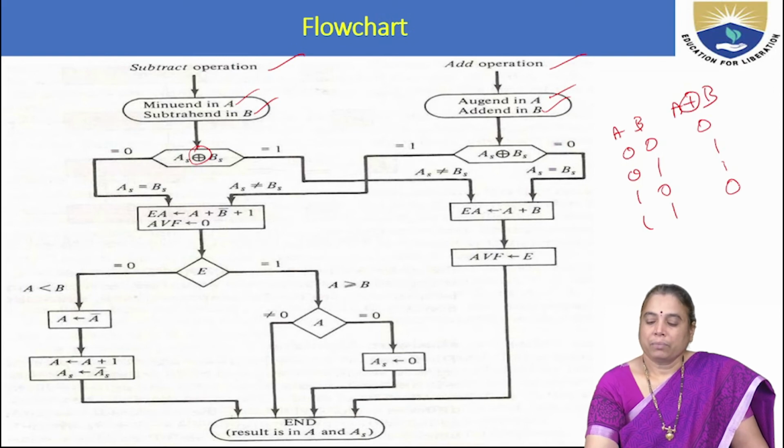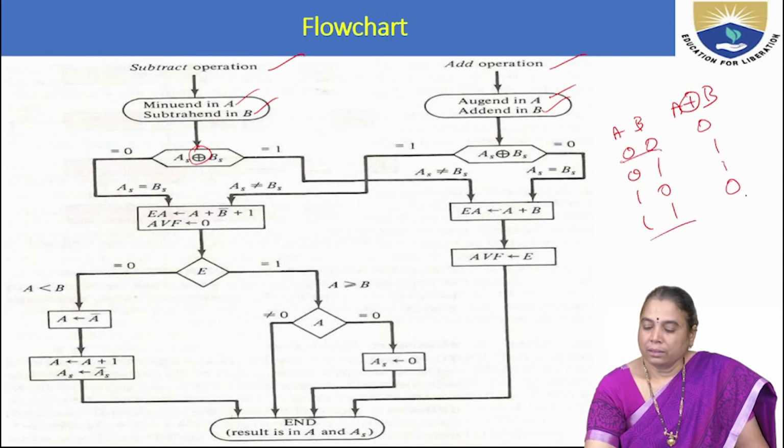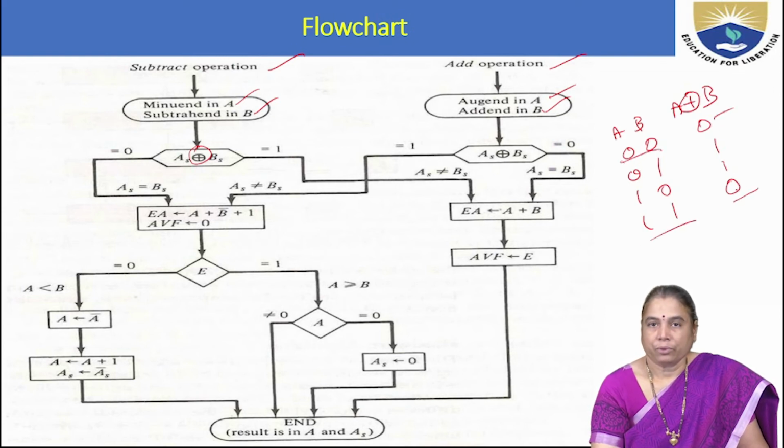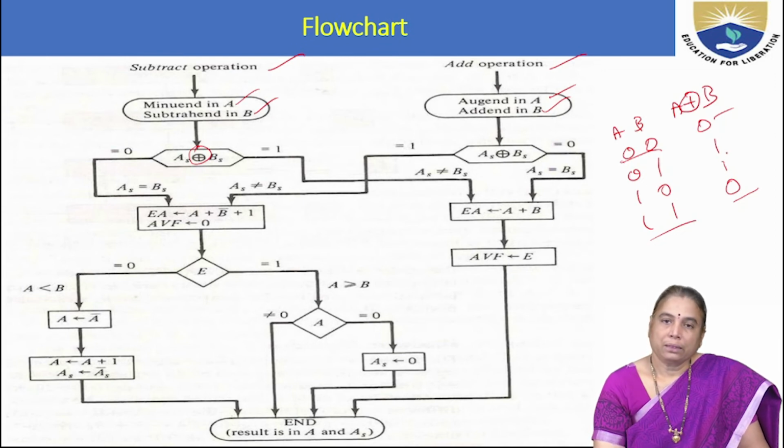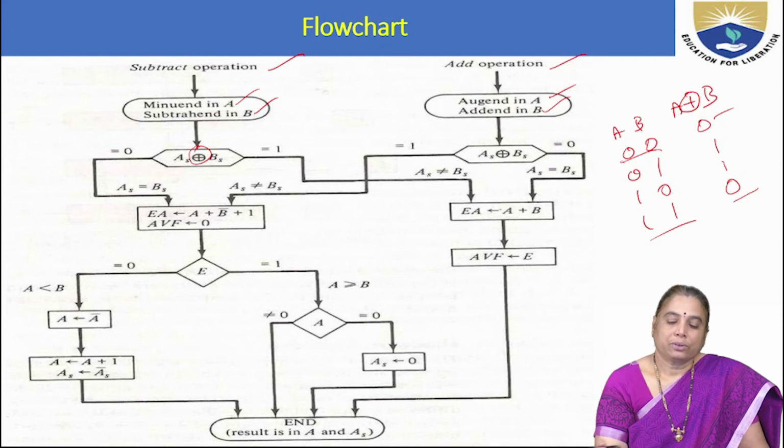When both the numbers contain the same sign, the output is 0. If they contain different signs, then the output is 1. So, in order to check whether both the numbers consist of the same sign or a different sign, the exclusive OR operation can be applied.